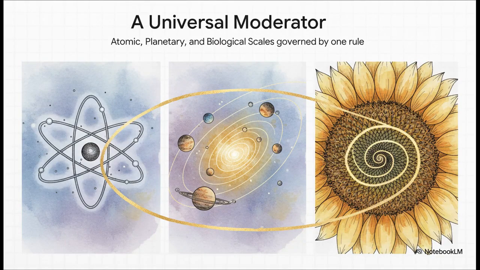And this is where the unified in UHS really clicks. You see this exact same mathematical principle at work, organizing the shells of electrons in an atom, the spacing of planets in a solar system, and even the spiral patterns of seeds in a sunflower. It is one rule, one ratio playing out across completely different scales of reality.